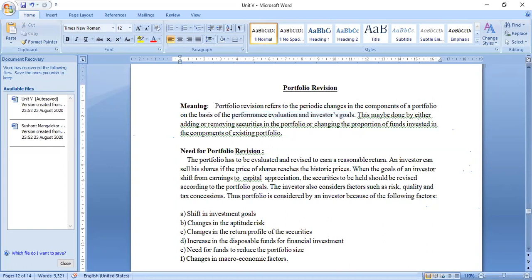Okay. So as I have told, this can be done either by adding or removing securities in the portfolio, or the second way is you can change the proportion of funds invested in the components of the existing portfolio. Let us say out of 100, you have invested 25 each equally, distributed over a proportion. If one particular security of a particular company is not doing well, then you can take out the 25% share and add it to the existing one which is doing well. So you can make it 50 in one security, 25, 25. So you are taking out one such security in the portfolio which is not performing well.